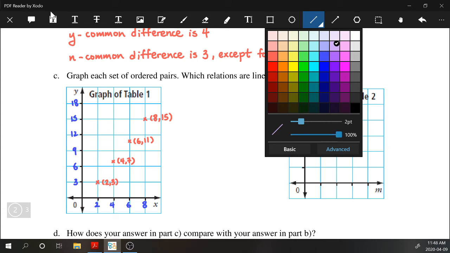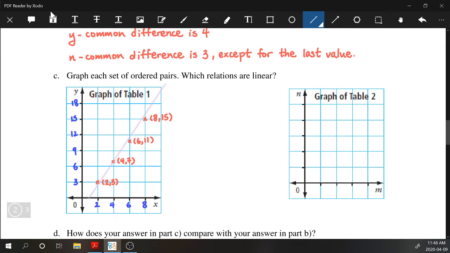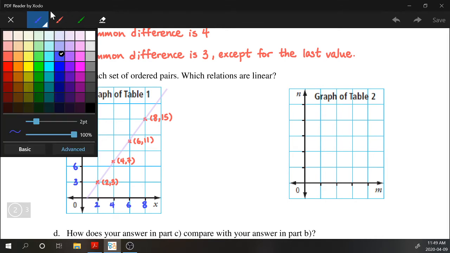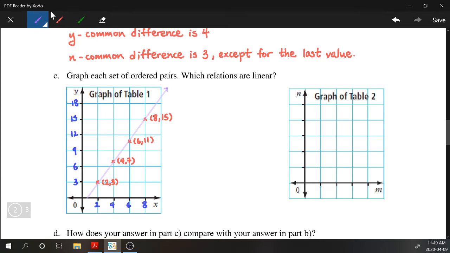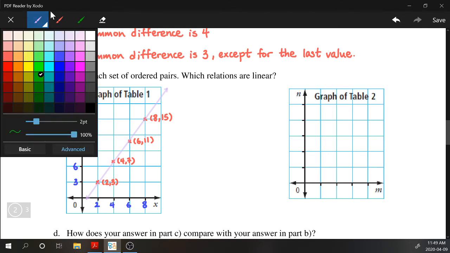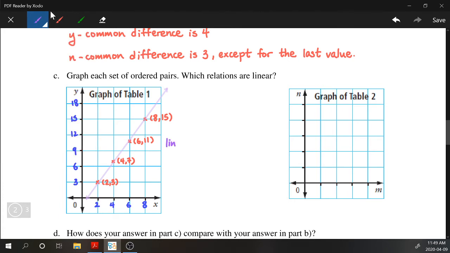Okay, so if you were to go ahead and draw a straight line through the 4 points, like this, oops, that's way off. You can adjust. So you can see that we can draw a straight line through all 4 points pretty easily. Okay, there we go. So the graph on the left will definitely be linear. This is from table 1.